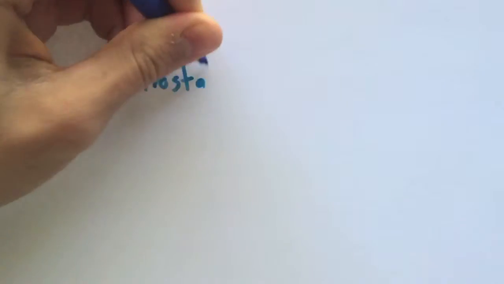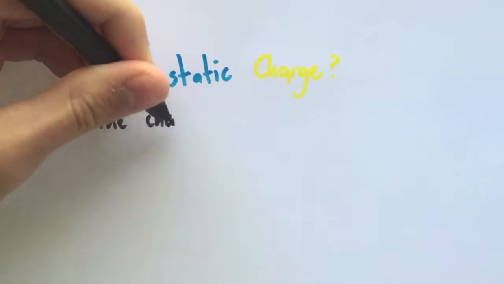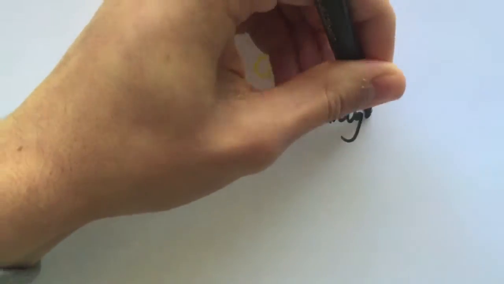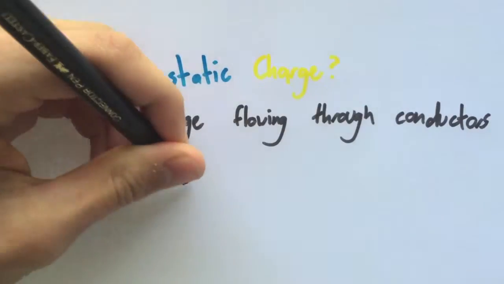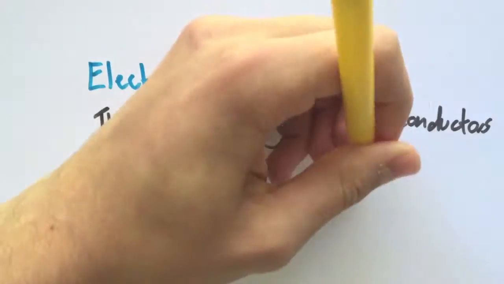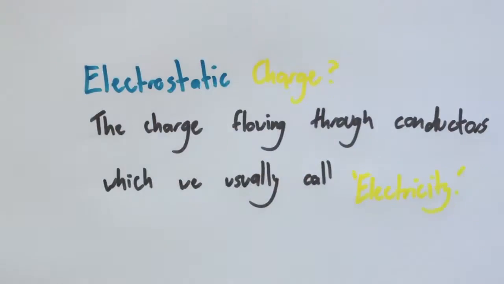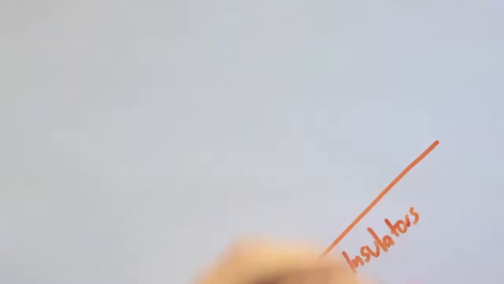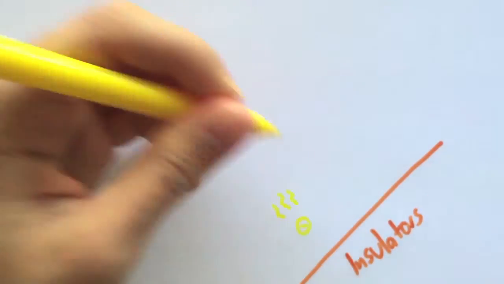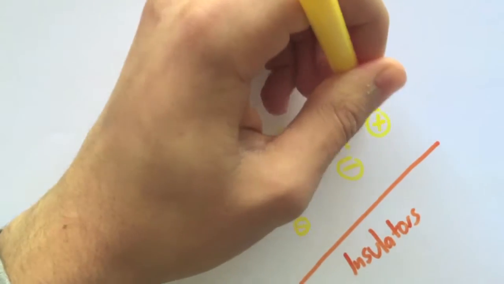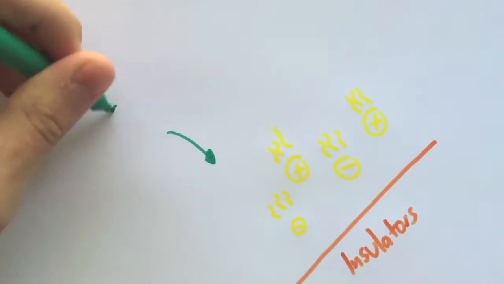Now, what is an electrostatic charge? An electrostatic charge is the charge flowing through conductors, which we would usually call electricity. Electrostatic charge can also be present on insulators, and because these materials do not allow the charge to flow, it stays still.